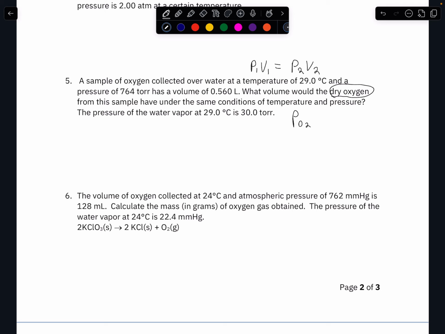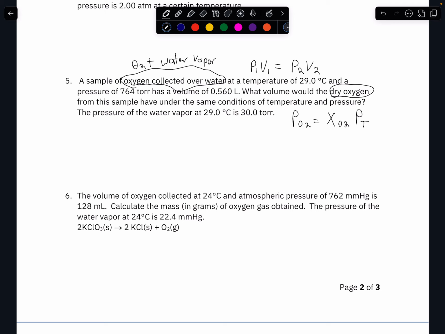So I'm going to put PO2 equals our molar fraction of O2 times the P total. Sorry, little t. So we're using partial pressures, because this sample of oxygen collected over water is technically O2 plus water vapor. So it's a total pressure versus a partial pressure question.